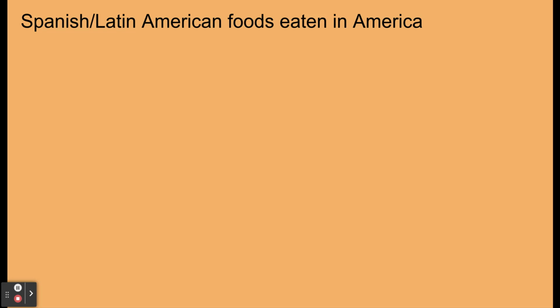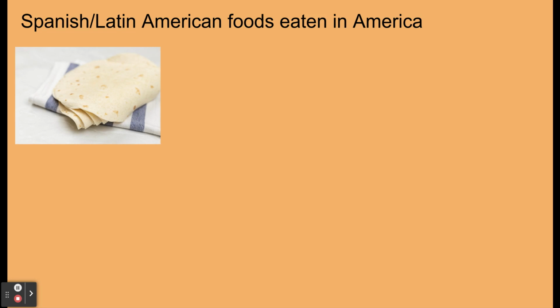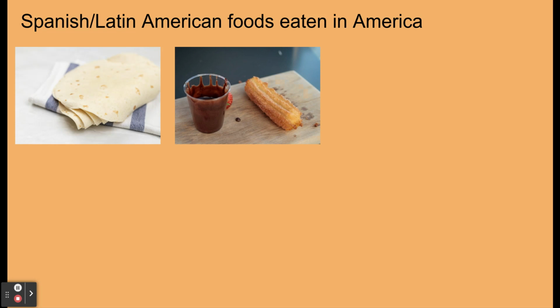Some foods that are Spanish or from Latin America, foods that we eat in America, can you guess what some of them are just by looking at their picture? Tortillas, right? Do you know what those are? Because if you don't know, it's a very sad thing. These are churros. And the glass has chocolate, and you dip your churro in your chocolate and you eat it, and it's amazing. You can get them at Costco and at Sam's for about $1.50. They just don't serve it with chocolate, I'm sorry to say.